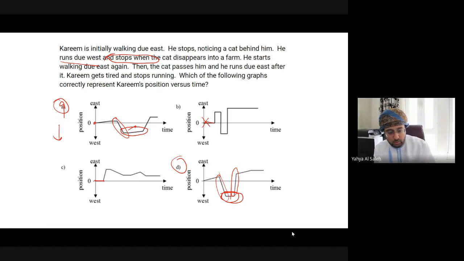Yes. So then the cat passes him and he runs due east after it. Kareem gets tired and stops running. Here he stops. Here he stops.